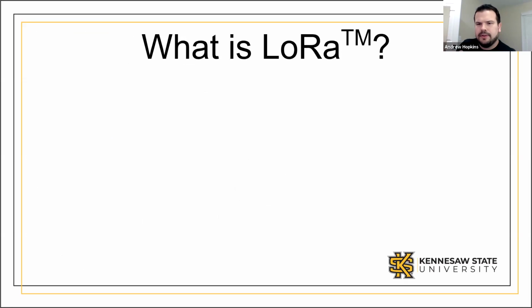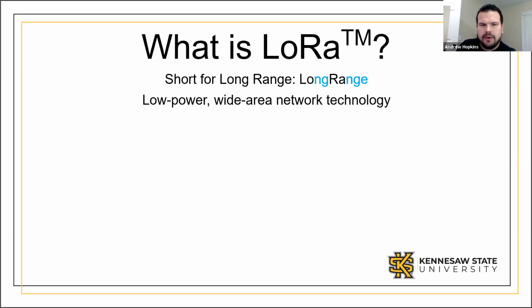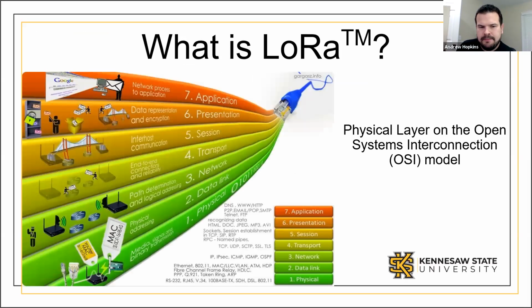So real quick, I want to go over LoRa just to make sure we have a basic understanding of some important parameters. So what is it? Well, it's short for long range. It's a low power, wide area network technology, and it falls all the way down at the bottom of the OSI model, in the physical layer. So LoRa is concerned with sending all those ones and zeros across the airwaves from one point to another.